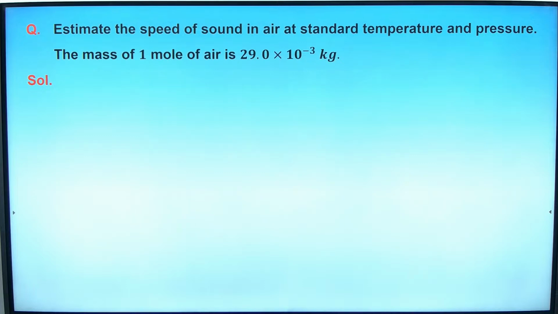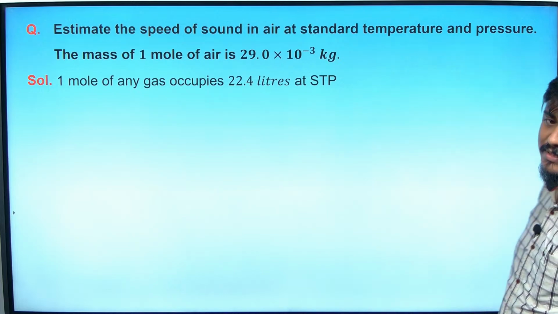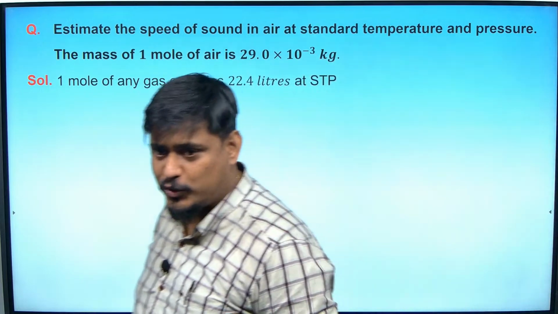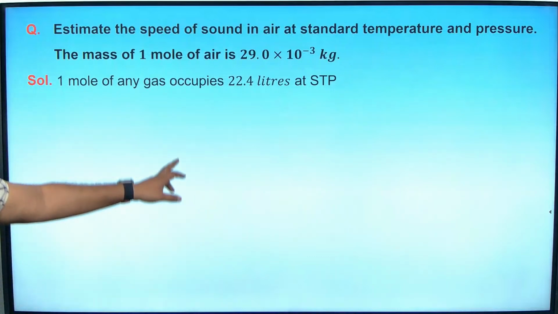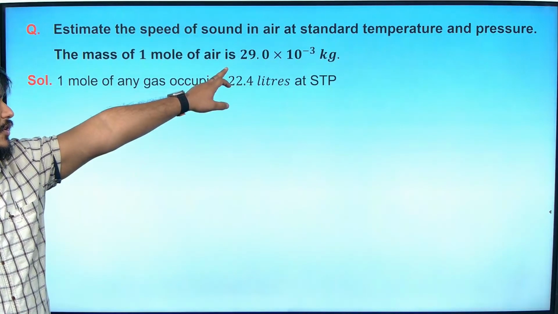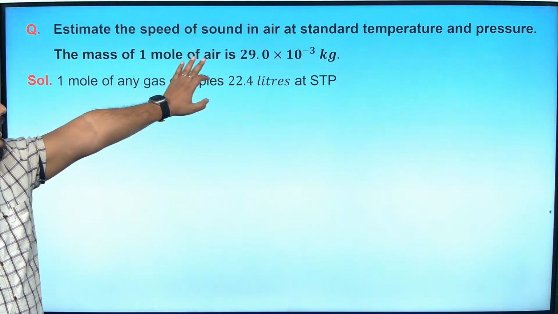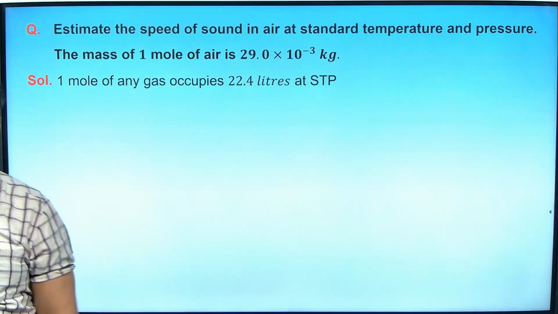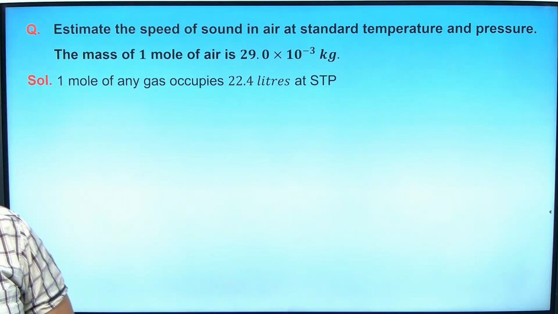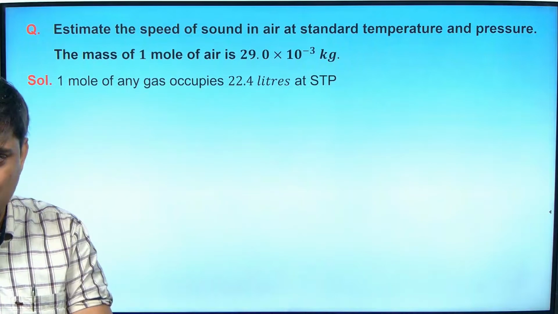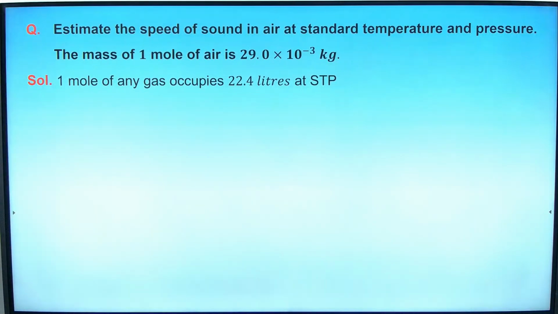P by rho. Density is equal to mass by volume, isn't it? They have given the value of mass to you, and what is the volume you are going to take? This is what you should take if you don't know: 1 mole of any gas occupies 22.4 liters at STP. So volume also I gave to you. Volume is 22.4 liters, mass is 29 × 10⁻³ kg, and atmospheric pressure is 1.015 × 10⁵ Pascal. Everything I told you now. Solve and get the answer.